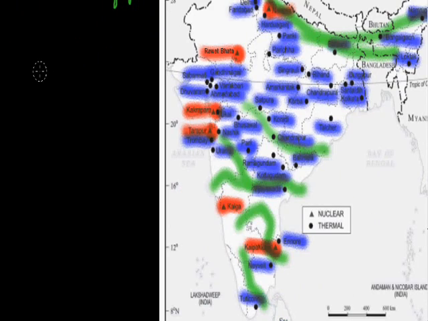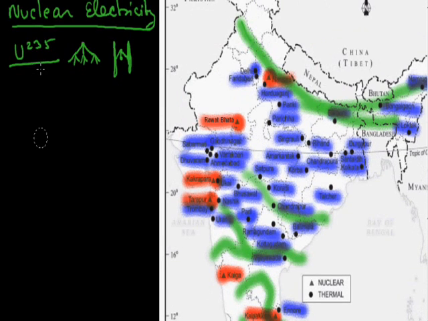So we can say that India is a developing country which requires lots of energy for its industrial development, which can only be fulfilled by nuclear plants. So these all are the conventional sources of energy. Now let us start the non-conventional sources of energy.